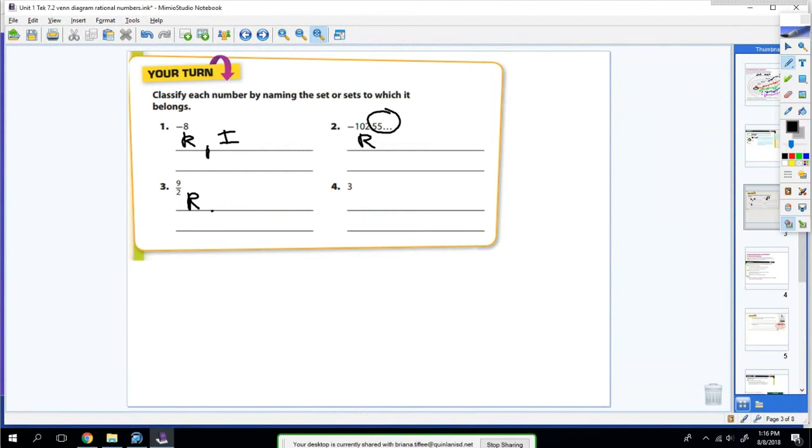So 3 is going to be rational first. It can be an integer because it does not have a fraction or a decimal. It is a whole number because it's positive. And it's also a natural number because it's greater than 0. Hopefully you did good on those.